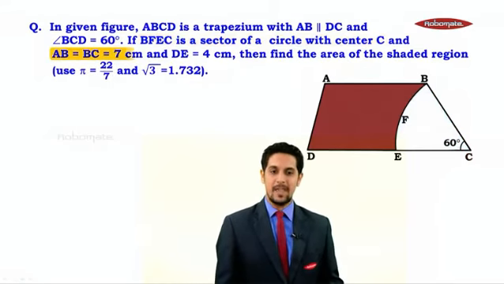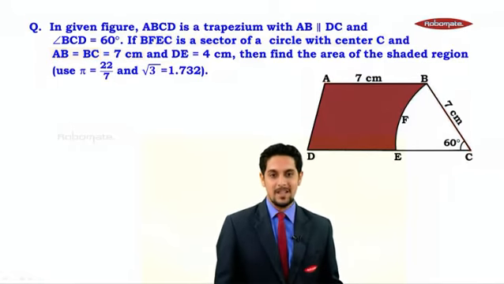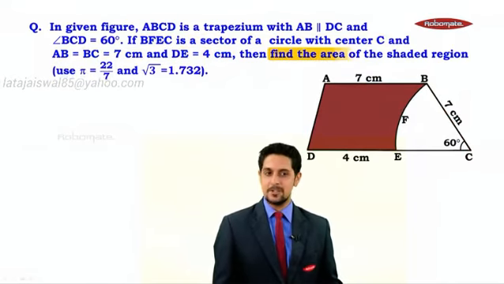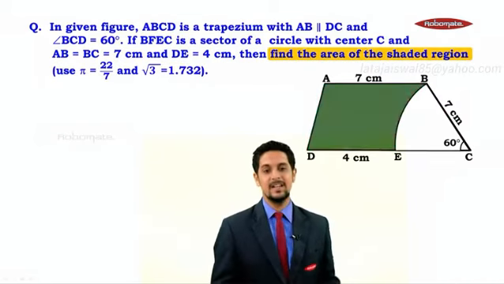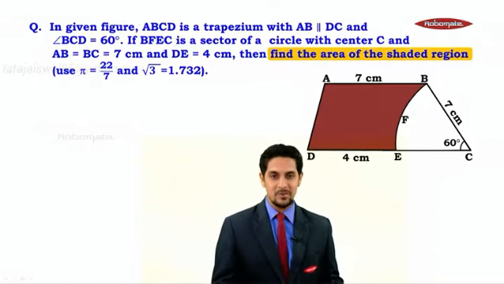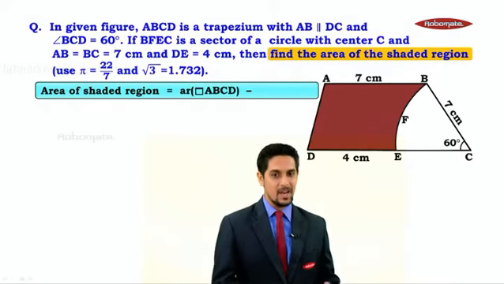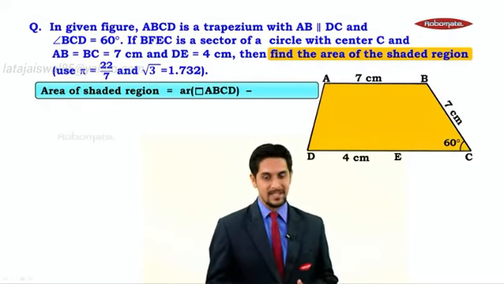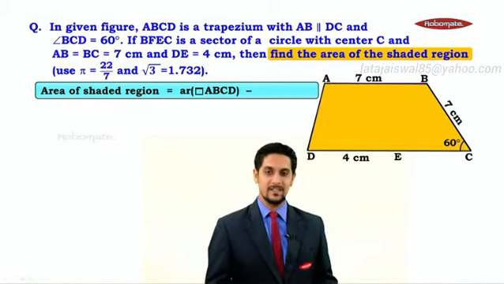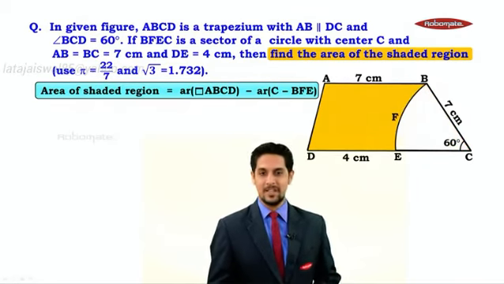The values of AB and BC are 7 centimeters each. The value of DE is equal to 4 centimeters. We are supposed to find the area of this shaded region. If you observe, the shaded region is a part of a trapezium. So we write the area of the shaded region is equal to area of the entire quadrilateral ABCD, and from this we are going to subtract the area of the sector. So we have minus area of the sector C dash BFE.